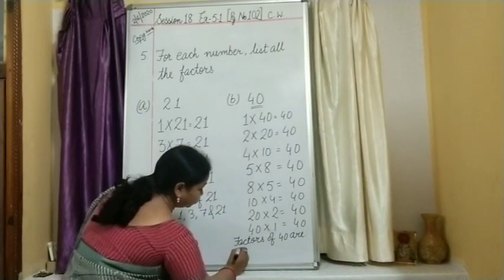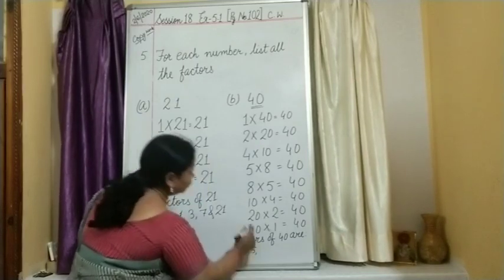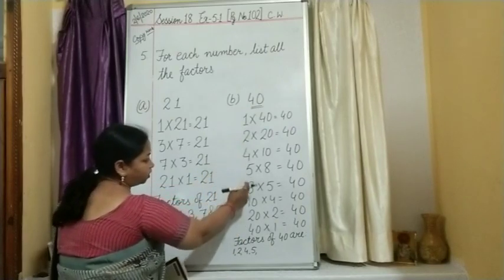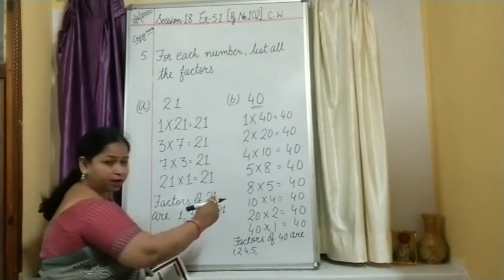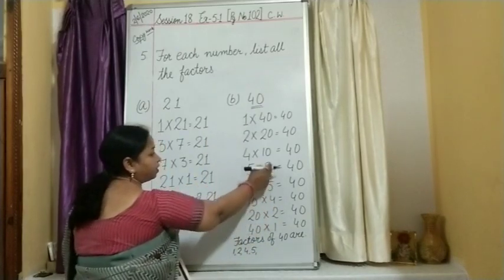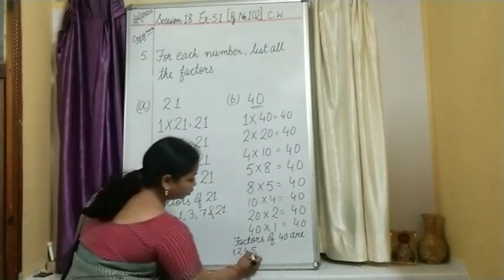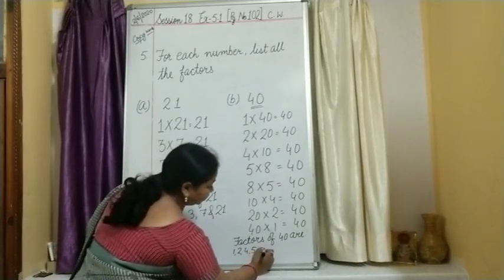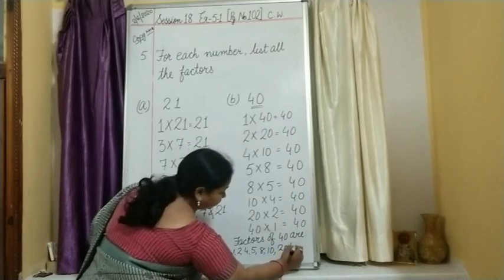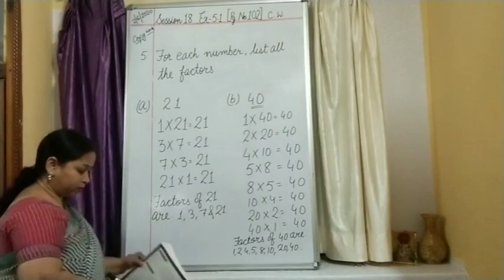1, 2, 4, 5. You can list out all these. Okay. 1, 2, 4, 5, 8, 10, 20, 40. And if you want to reverse it, you can see 40, 20, 10, 8, 5, 4, 2, 1. Both sides it will be the same. Clear? We have more questions. I will be doing it.